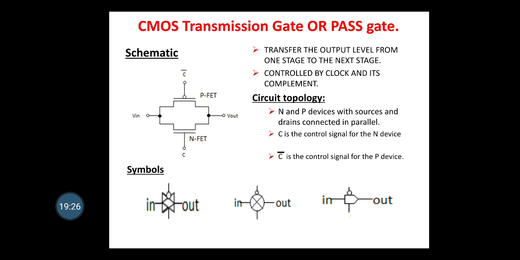Now I'll come to CMOS transmission gates or pass gates. By combining an NMOS and a PMOS transistor in parallel, we can obtain a switch. We term these a transmission gate or pass gate. The output is strong 1 or strong 0. CMOS gates are used for implementing the logic blocks, and CMOS transmission gates are used for transferring the output levels of one stage to the input of the next stage.